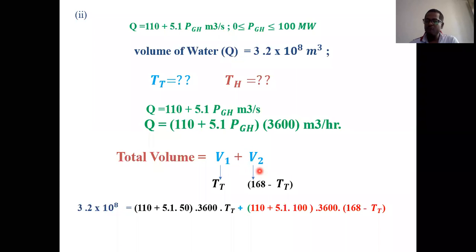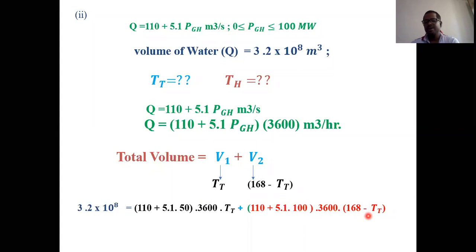Plus, the same thing. This is V2, the volume of the water: 110 plus 5.1 into PGH. What is the value of PGH in the second slot? PGH means power generated by the hydro power plant. In the second slot it is 100, because the thermal power plant is not producing any power at all. So the total amount of power is to be produced by the hydro power plant. So this PGH is 100, into 3600. What is the time duration here?